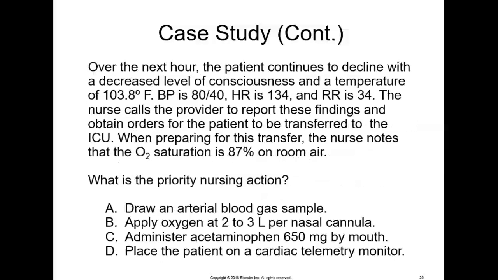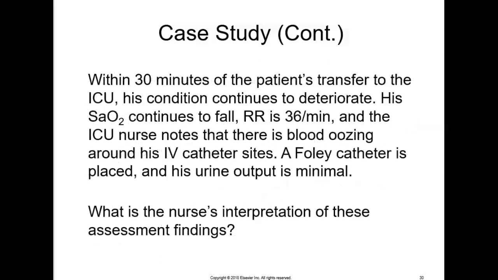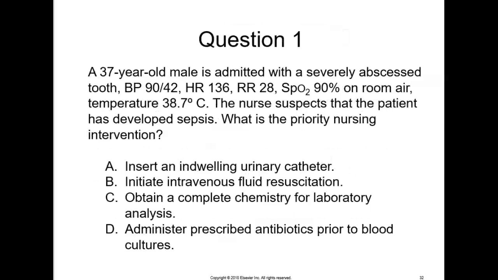The correct answer for this question is B. The correct answer for this question is: the patient is going into severe sepsis. The main manifestations are low oxygen saturation, rapid respiratory rate, decreased to absent urine output, and changes in cognition. He is at risk for septic shock. The blood oozing around his IV catheters may indicate the presence of DIC.